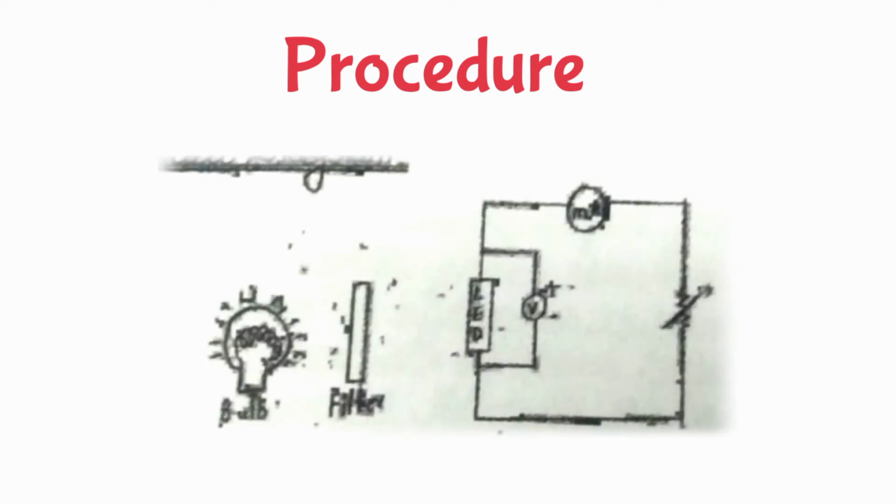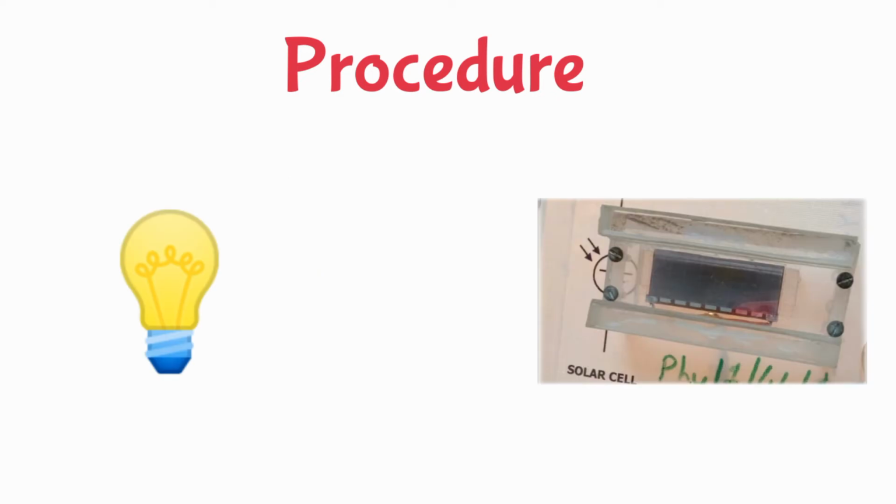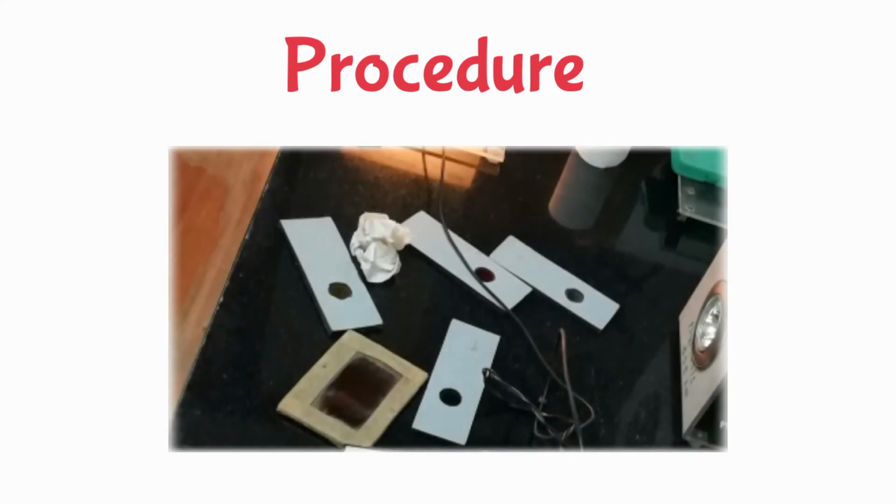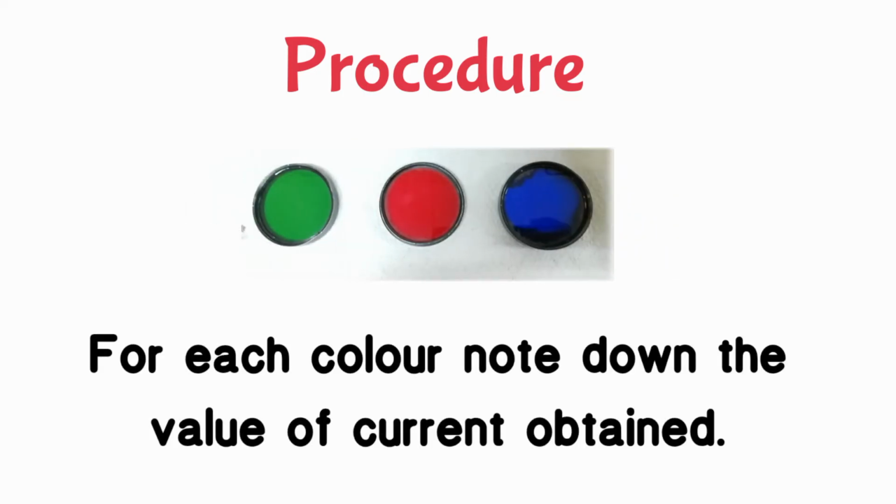Now we will move to the second part, which is called as the spectral response. Here in the exact same setup, just introduce a filter between the bulb and solar cell. So we have bulb and solar cell, and in between these two components we will be introducing the filter. We will use different color filters like blue, green, yellow and red. For each color we have to note down the corresponding value of current obtained. This finishes the procedure.